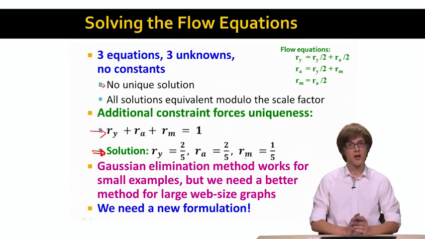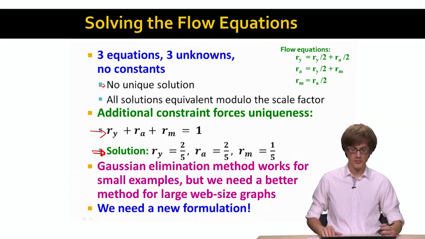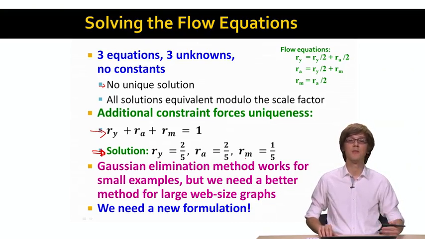We could use any linear system solving method, for example Gaussian elimination, to compute the importances of nodes in the graph. This approach would work well for very small graphs, but it won't work at the size of the web graph. For a graph with 1 billion web pages, we would have a system of 1 billion equations that we would want to solve. So we need a different formulation.